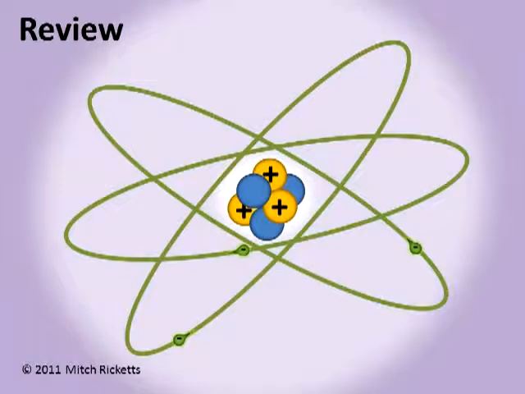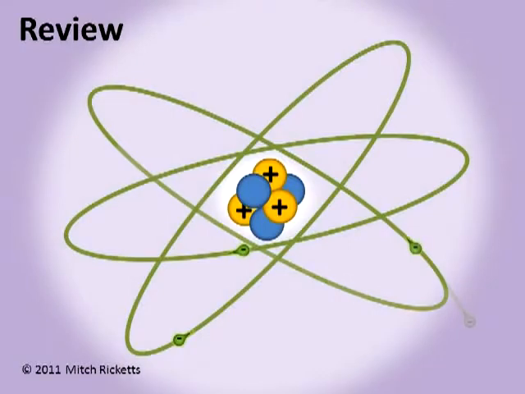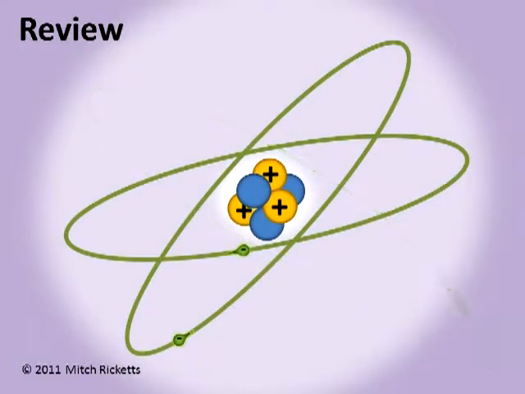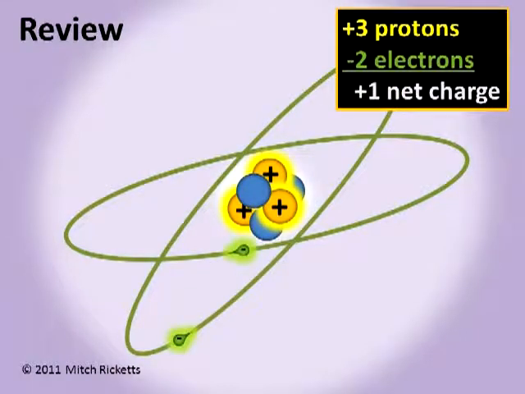The nucleus is surrounded by a cloud of negatively charged electrons. If the number of electrons equals the number of protons in the nucleus, the atom has a neutral overall electrical charge. Sometimes an atom loses an electron. This results in an atom with an overall positive electrical charge. This type of atom is known as a positive ion.